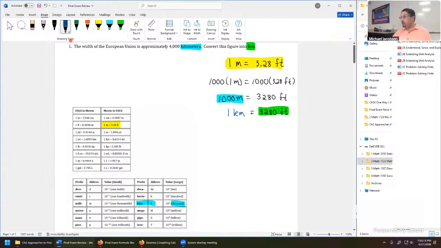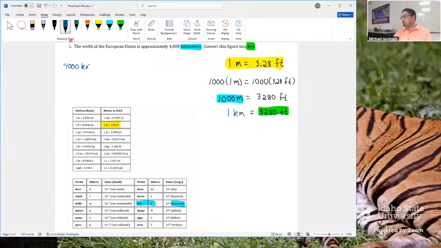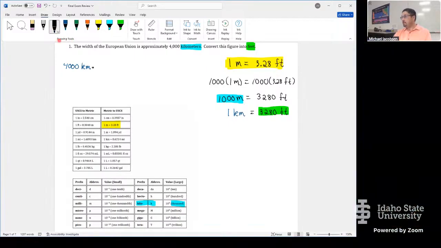Okay, now putting this all together, take 4,000 kilometers. Multiply this. Everything on my taskbar just disappeared. Hopefully Zoom is still stable. Maybe what I should do before class next time is just restart the computer. That might be a helpful thing to do.